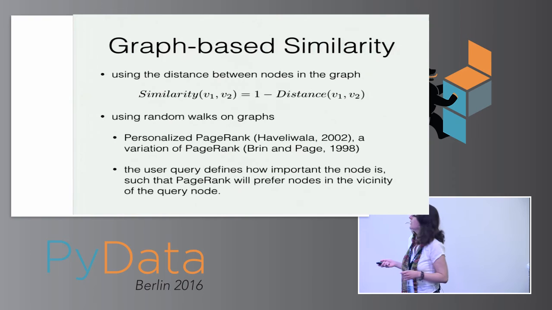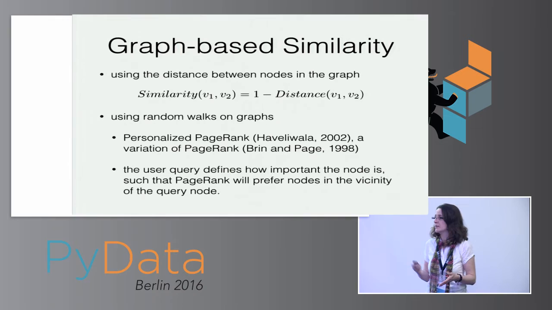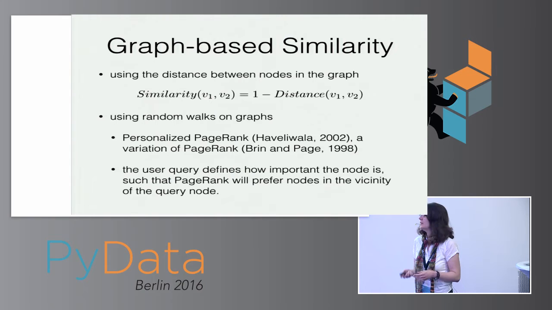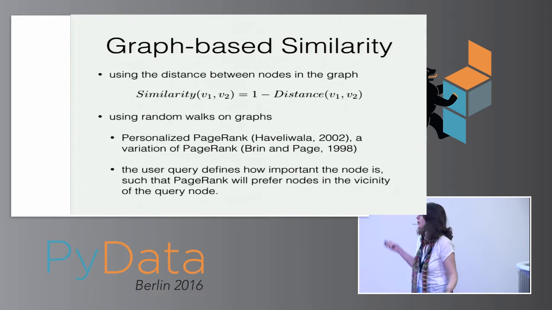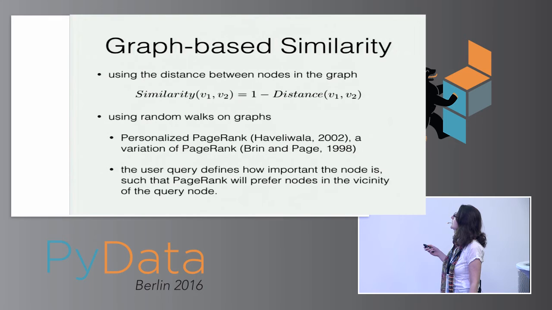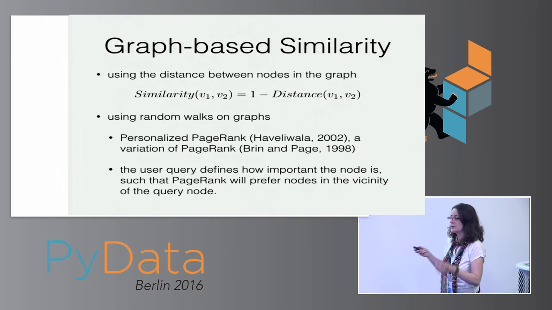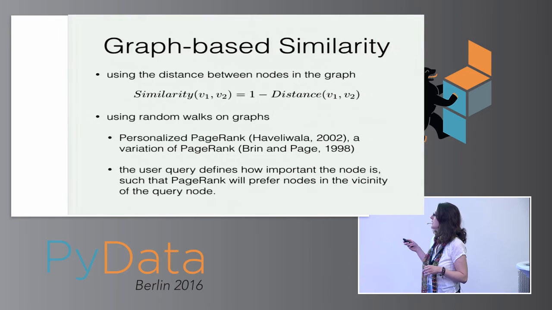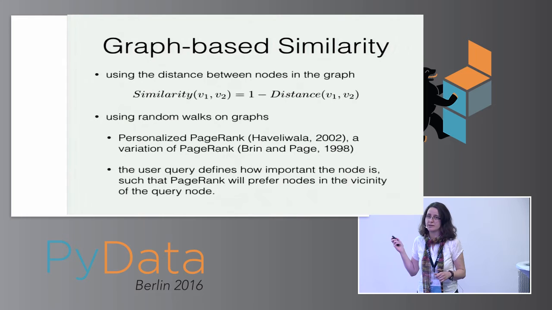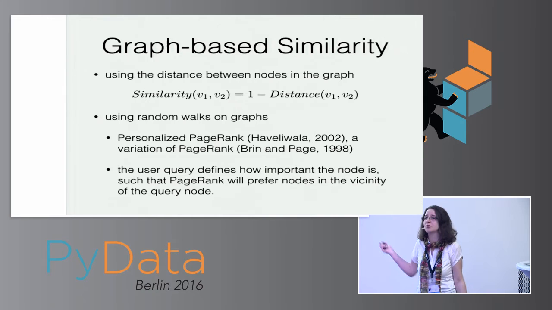Okay, so now that we have our graph representation, we know which are the nodes, which are the edges. In order to get the similarity between two concepts, there are a couple of things we can do, and there can be other approaches as well. One simple way is to use the distance between the nodes. I can get a similarity between my two nodes, V1 and V2, based on the distance. So I just say the similarity is 1 minus the distance, and for the distance I can apply, for example, a super simple shortest path in the graph.